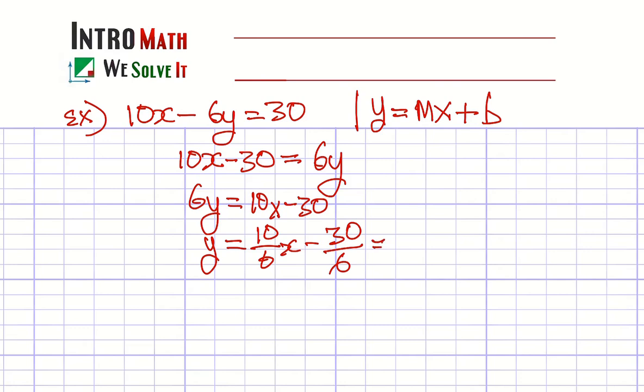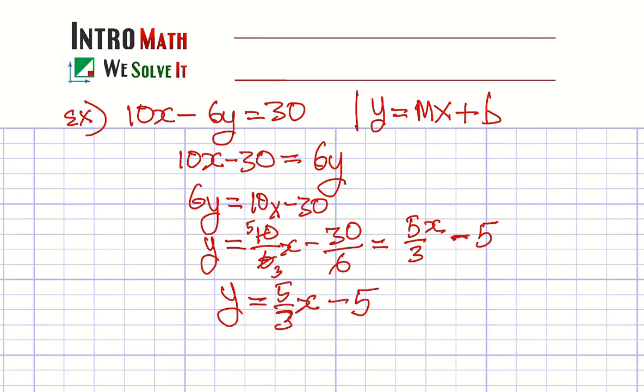So when you simplify, what do you get? You get 5 over 3, yeah? Because if you divide this by 2, you get 3, divide this by 2, you get 5. 5 over 3 x minus, 6 going into 30, you get 5, okay, minus 5. Okay, basically we got minus 5. So we got that form.